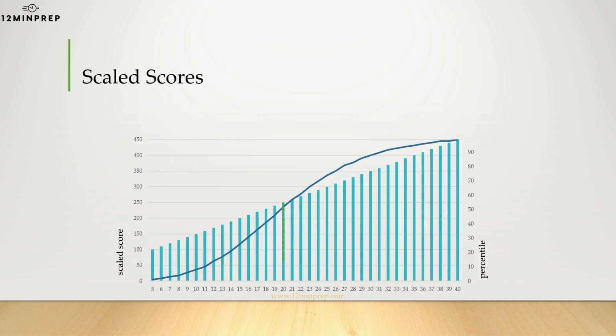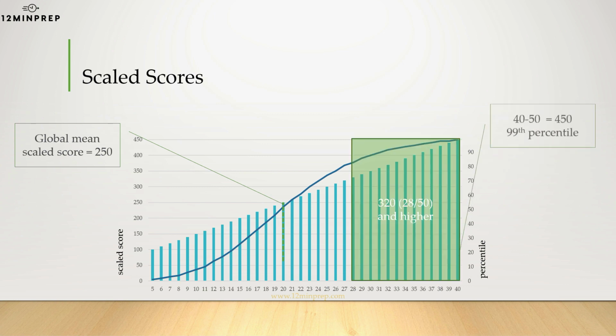The PI adopted a scaled score system in which your raw score is converted to a score on a 100 to 450 scale. Here we can see that the average score of 20 correct answers is converted to 250 on the scaled system. Any score above 40 equals 450 on the scaled system and is considered to be in the 99th percentile of the population.